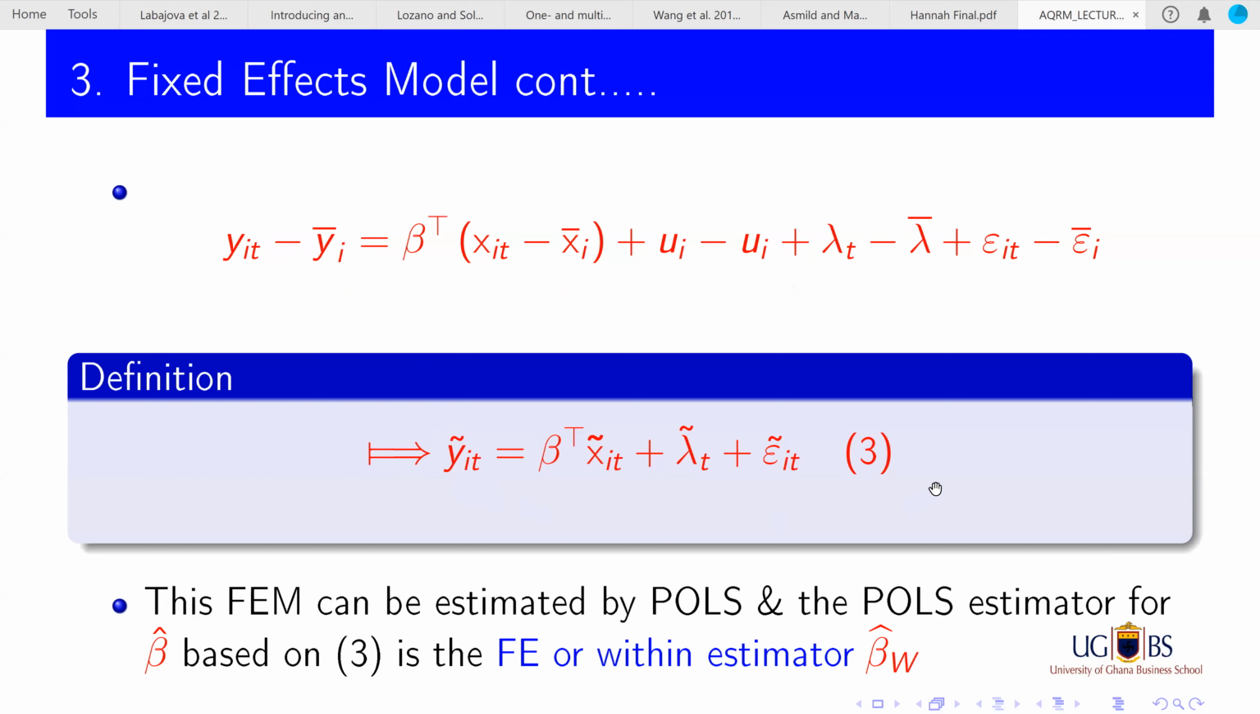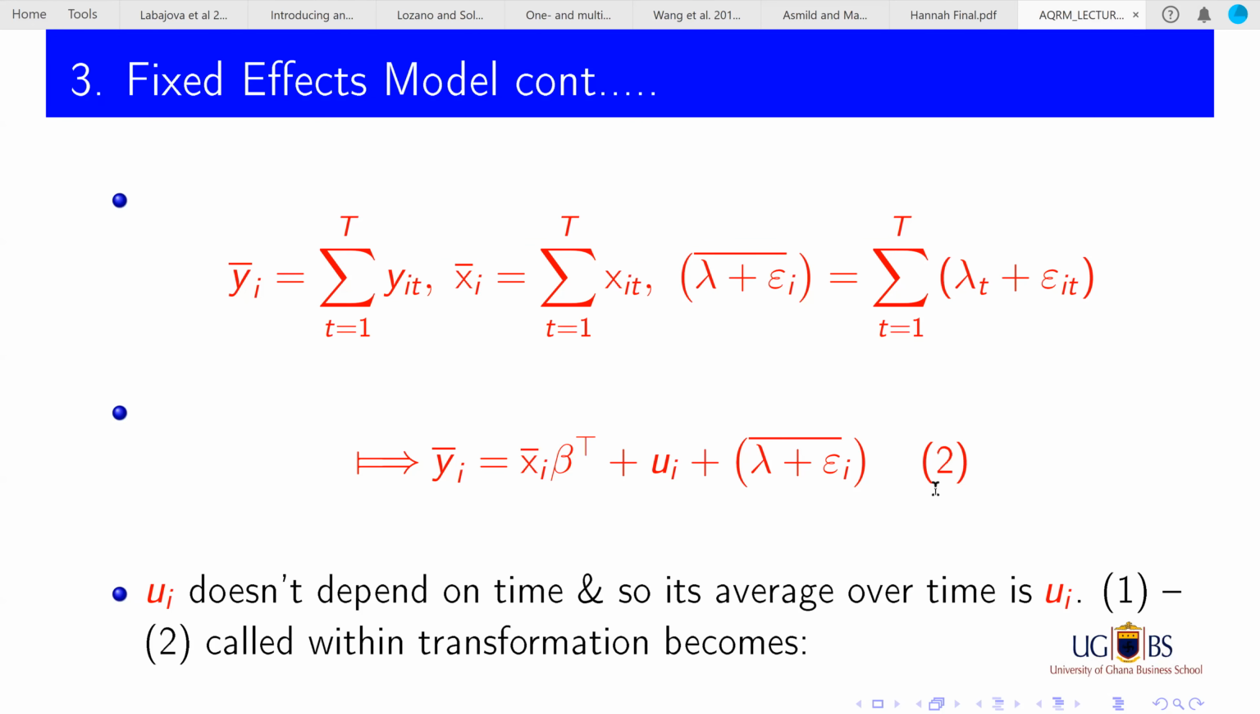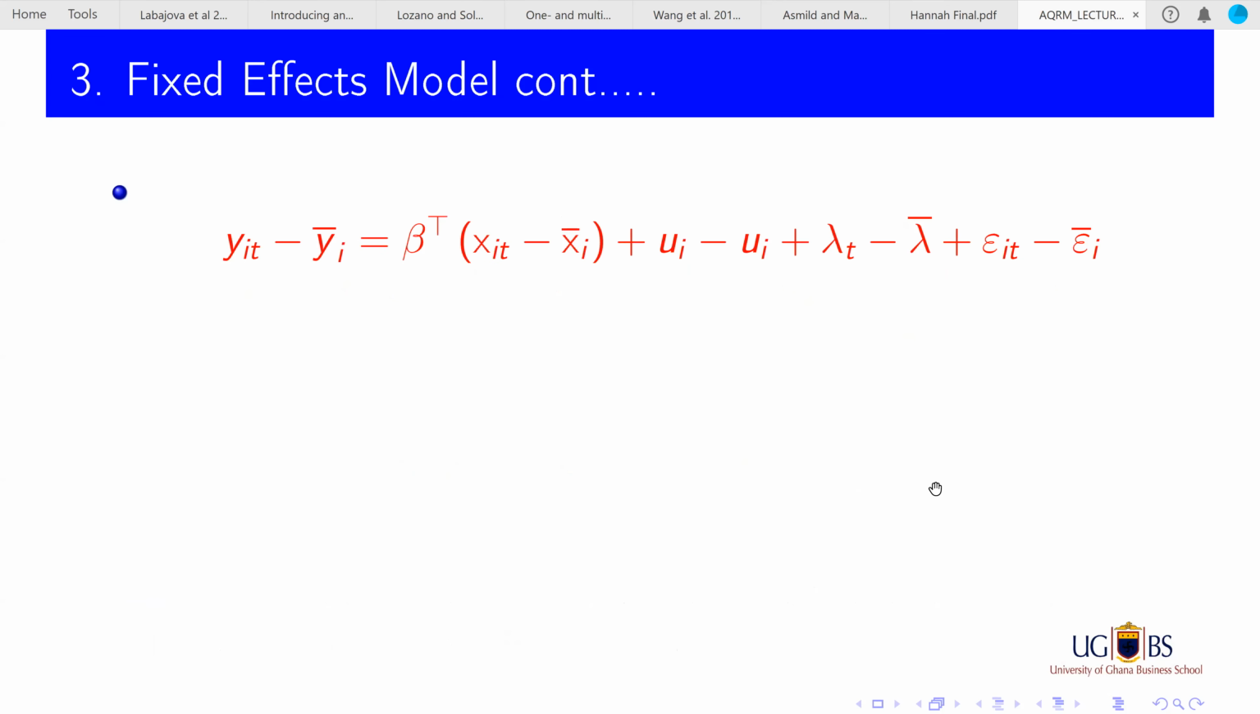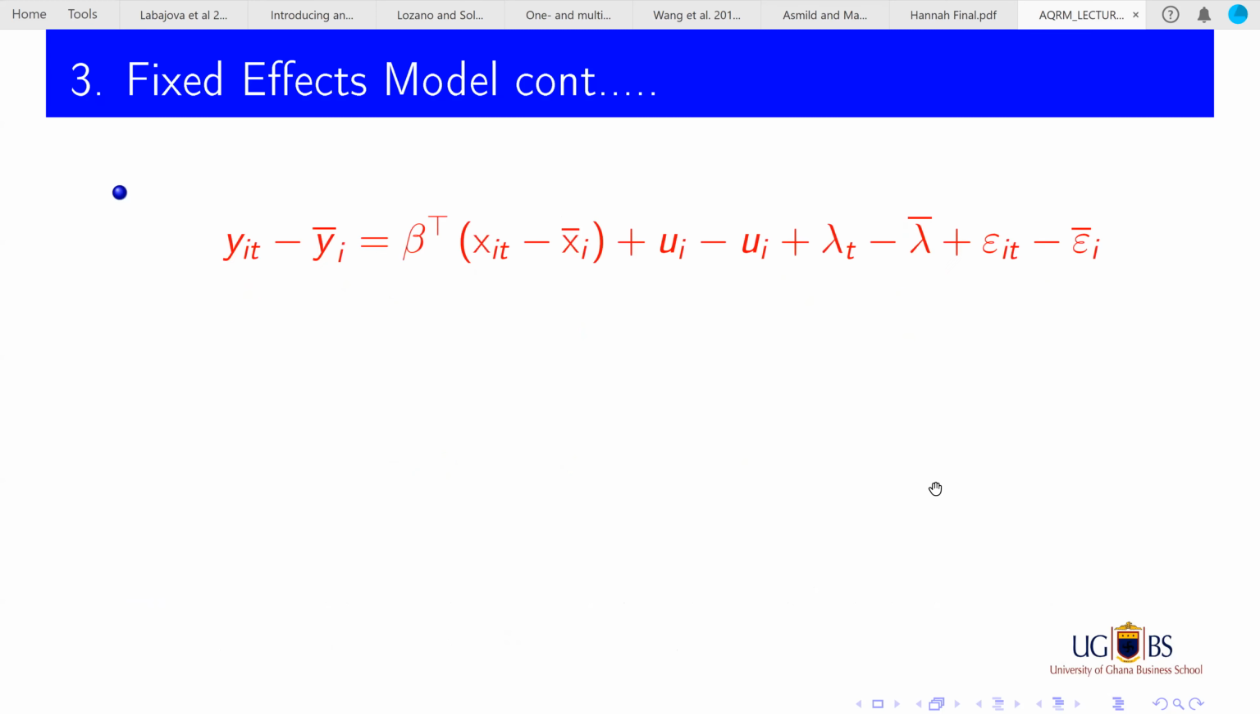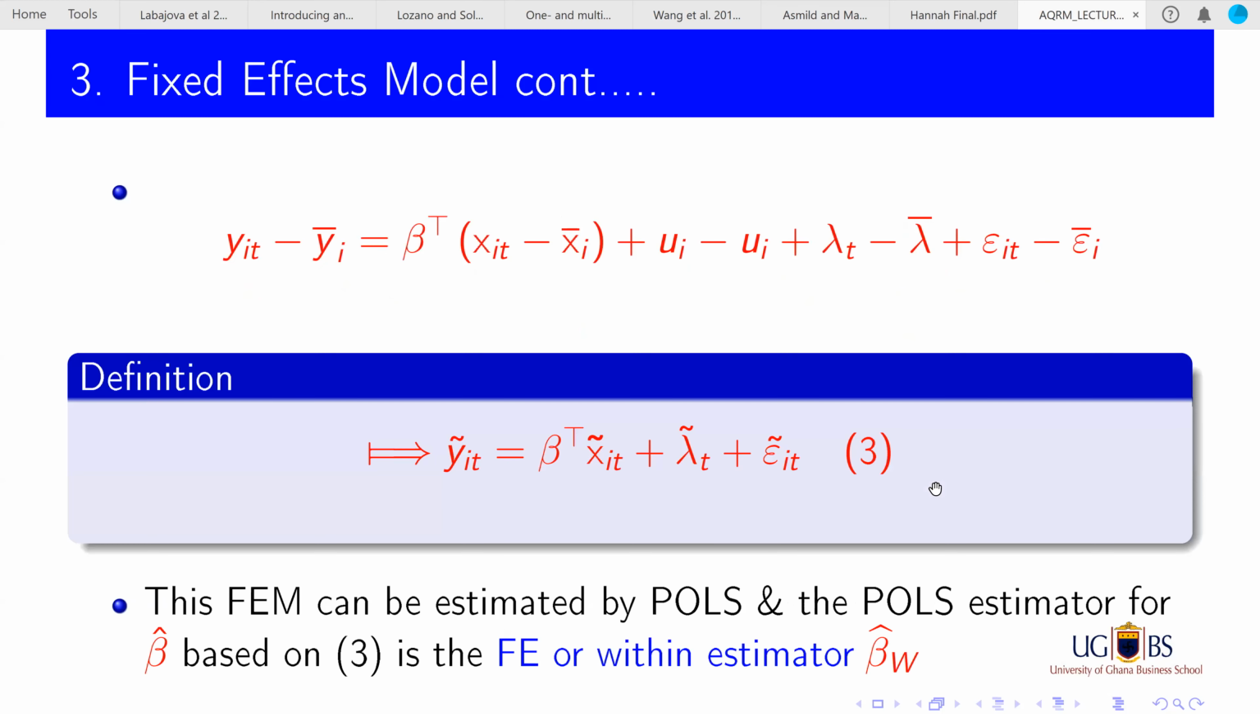This equation 3, that is a fixed effect model. Now, if you are writing some of these models into a journal article, then it will be nice to have the first equation, then you take the average, and then you can now have the second equation, which deals with the within transformation, and then you can now have the fixed effect model. This is the fixed effect model.